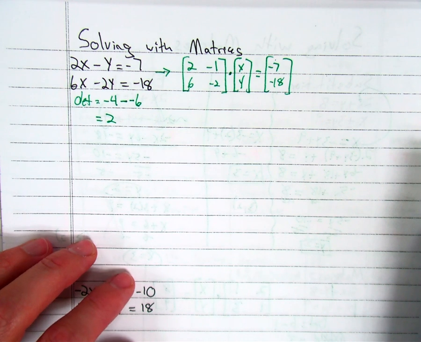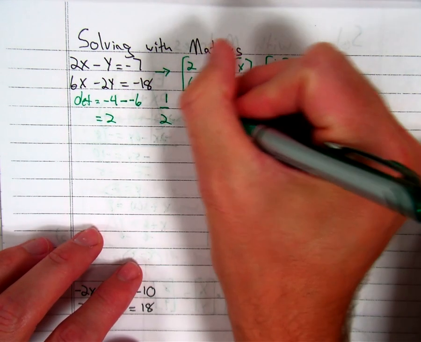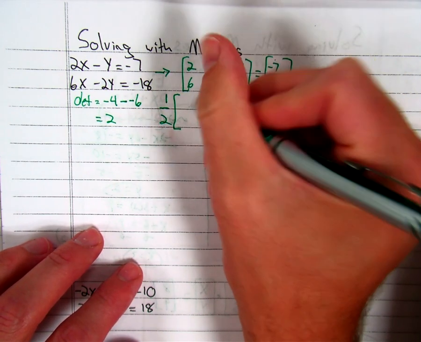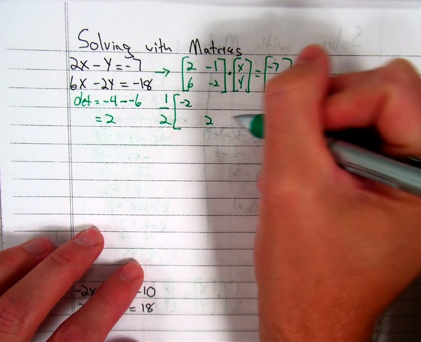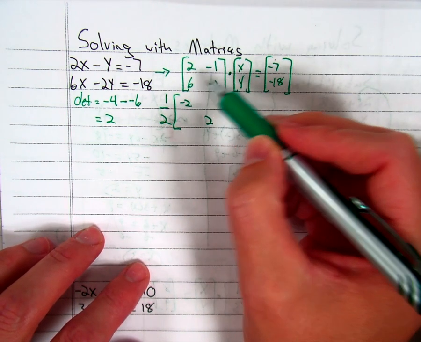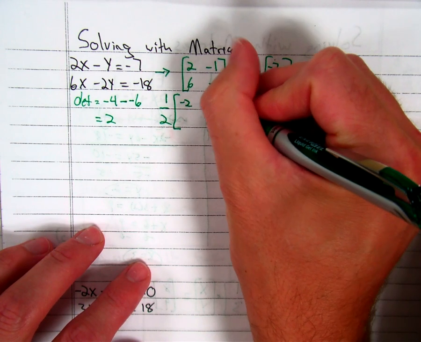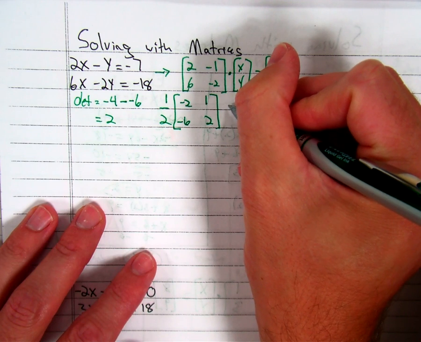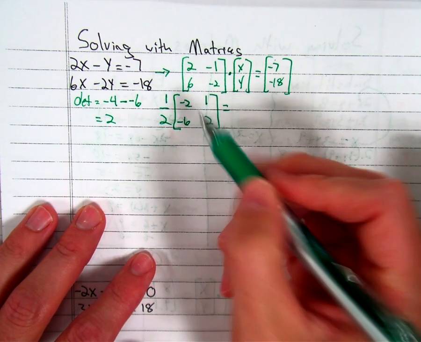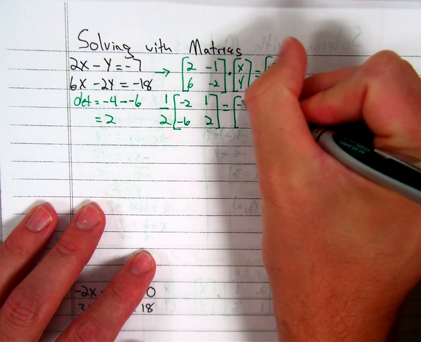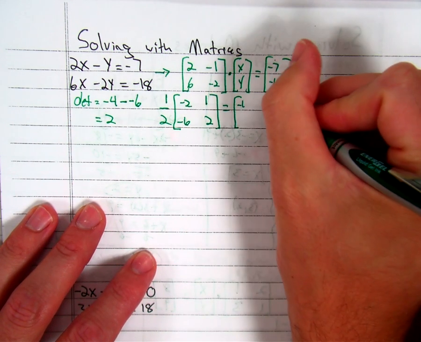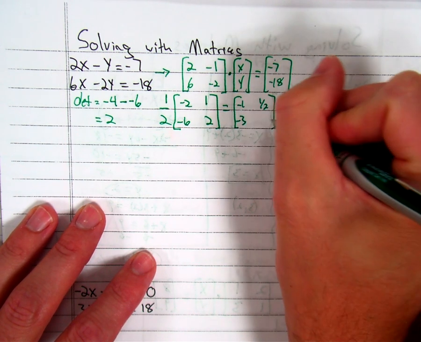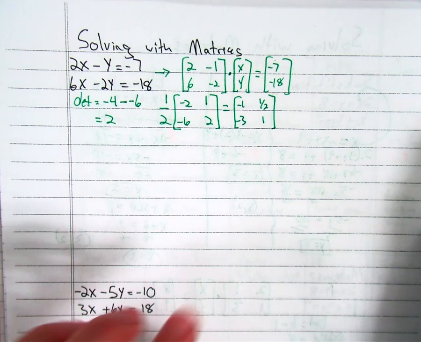Okay, so what's our inverse matrix? 1 over 2 times these two flip spots. So the negative 2 goes up, positive 2 goes down. These two spots change their signs. So negative 1 is now a positive 1, positive 6 is now a negative 6. Okay, half times negative 2 is negative 1. Half times 1 is a half, sorry. You're going to have some fractions in here sometimes. Negative 3 and a 1. That's our inverse matrix.